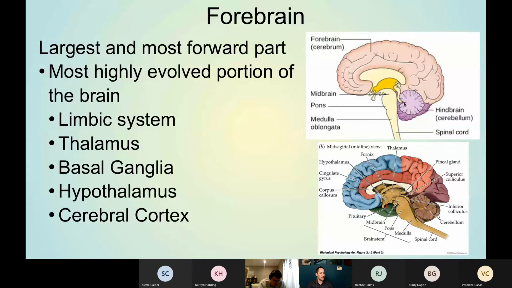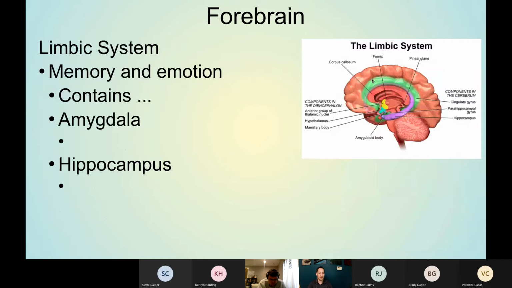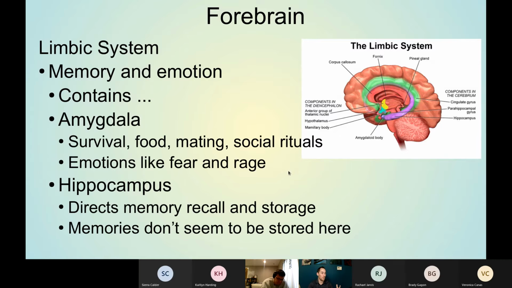So the forebrain is the most highly evolved, or newest in evolutionary time, part of your brain. It includes basically the very top middle portion of your brain as well as the outer wrinkly portion. So your limbic system is that top middle portion of your brain all the way inside, and it's very important for the amygdala for survival, social rituals, emotions are a big part of the amygdala. And then the hippocampus, like I mentioned a minute ago, is very important for memory storage. That being said, it's not that the memories themselves are being stored in the hippocampus.